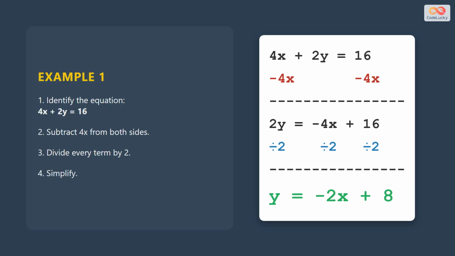Let's look at a full example. We have 4x plus 2y equals 16. First, we subtract 4x from both sides. This gives us 2y equals negative 4x plus 16. Now, we divide everything by 2. Negative 4 divided by 2 is negative 2. 16 divided by 2 is 8. Our final answer is y equals negative 2x plus 8.